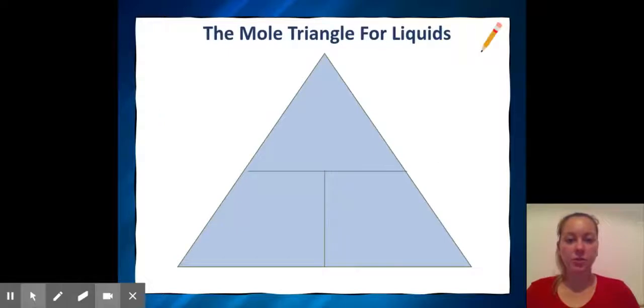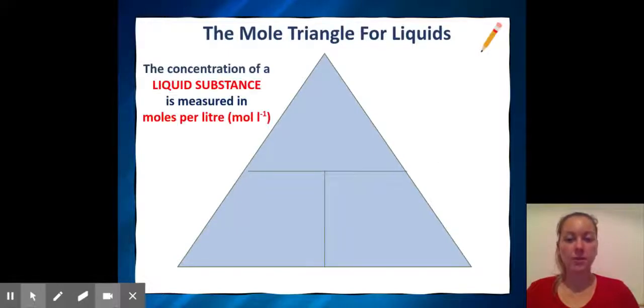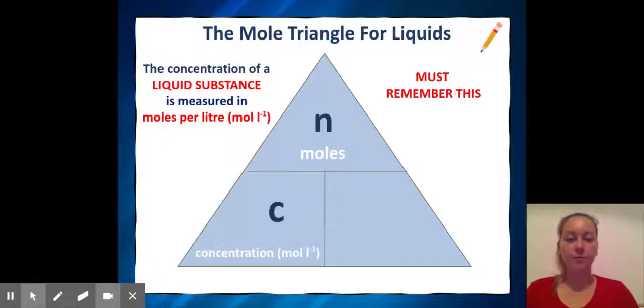If we want to use the mole triangle for liquids, then we have to have number of moles, which is N, the concentration, or the volume. So this is the mole triangle for liquids. If you haven't already, take a note of this in your jotter. The concentration of a liquid substance is measured in moles per litre. Now this unit is mol L minus 1, which means moles per litre.